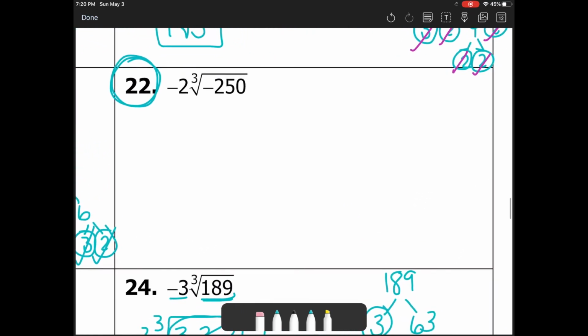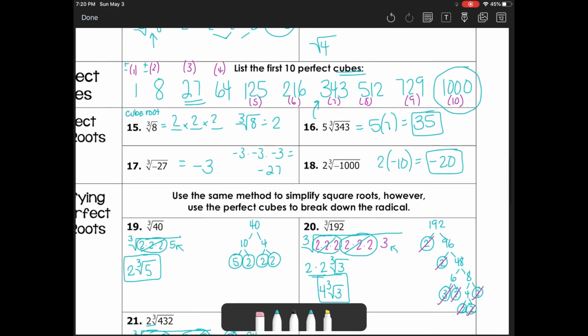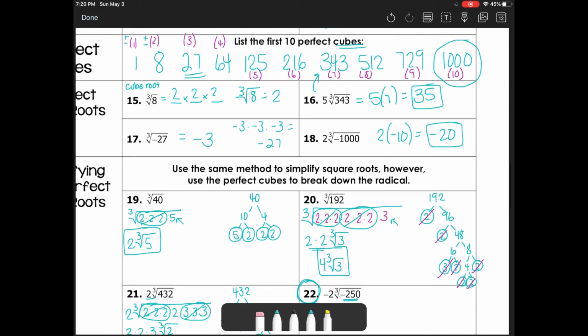Okay. Now, what I want to do with these numbers is break down this radicand into the perfect cube times a number. If I look up here, 250 is not in this list at the top of the perfect cubes. Could I take one of these perfect cubes and multiply it times something to get 250? Hopefully you can see that if we took 125 times 2, that would give us 250, right?